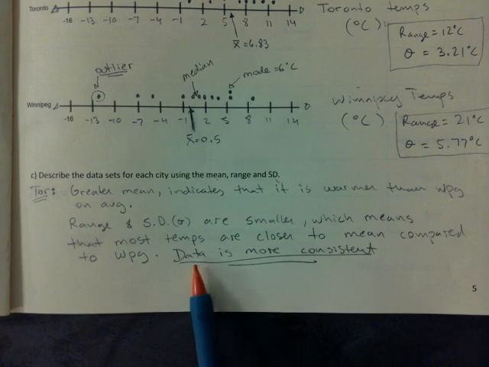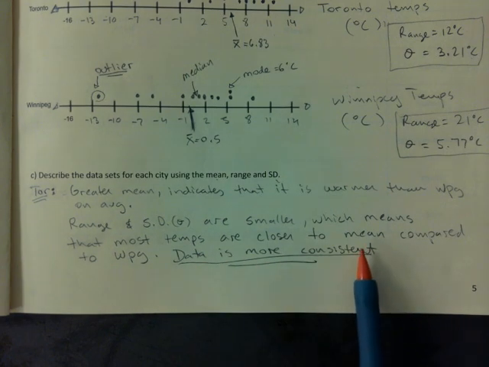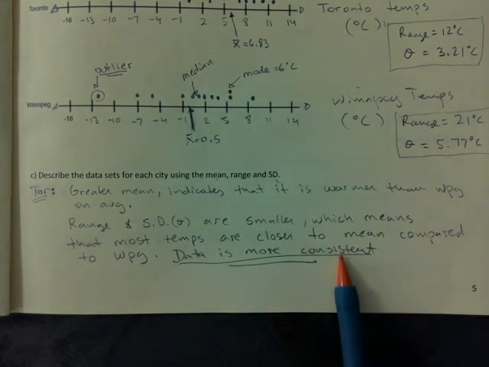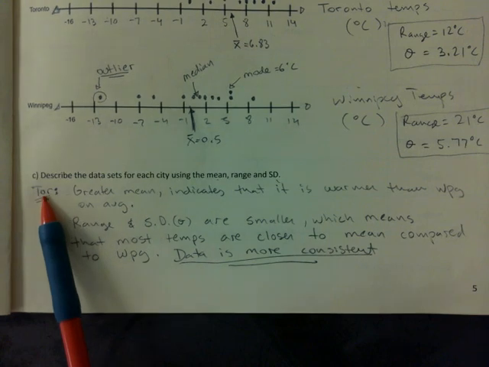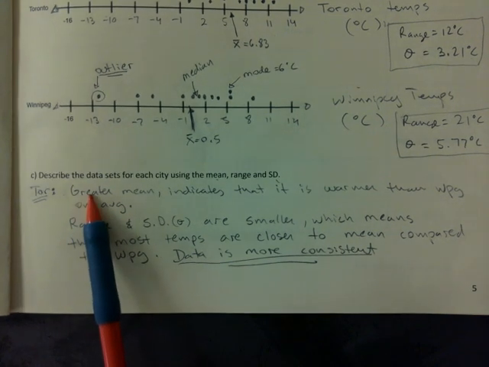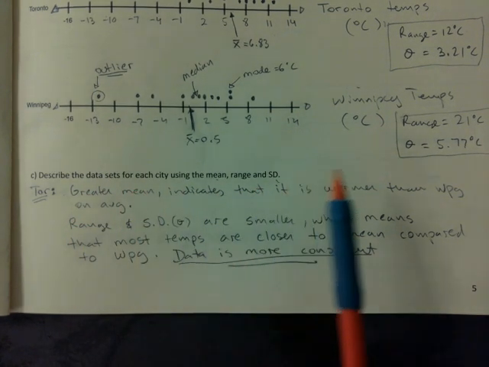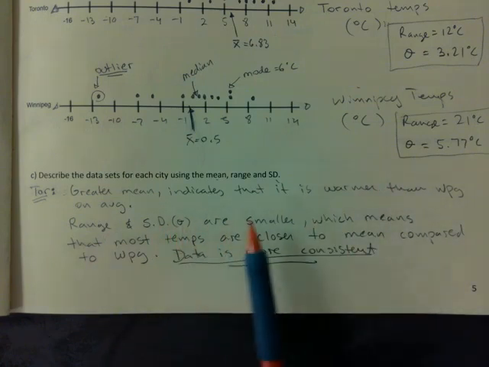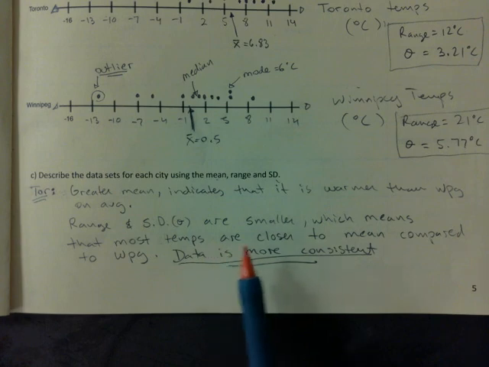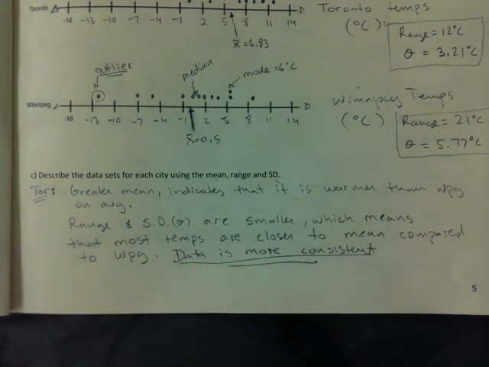And to summarize, data is more consistent, right? And you're like, what about Winnipeg, Mr. Davidson? Well, I kind of have compared it to Winnipeg. If I would have started with Winnipeg here, I would have said it has a smaller mean, which means that it's colder on average. The range and standard deviation are greater, which means that the temperatures are spread apart, more widespread compared to Toronto, and data is more inconsistent.